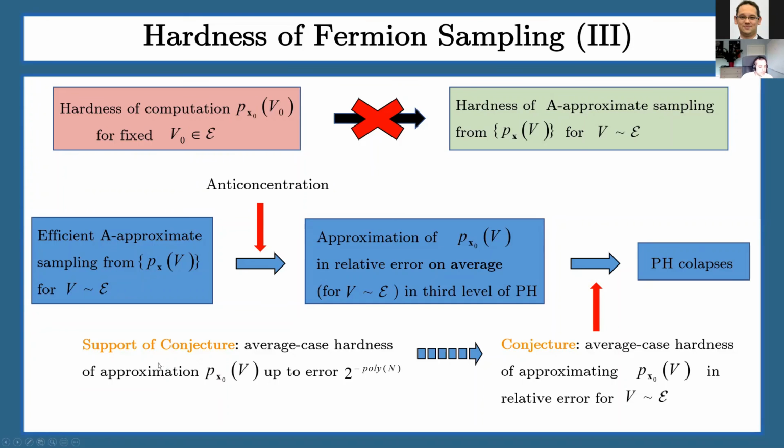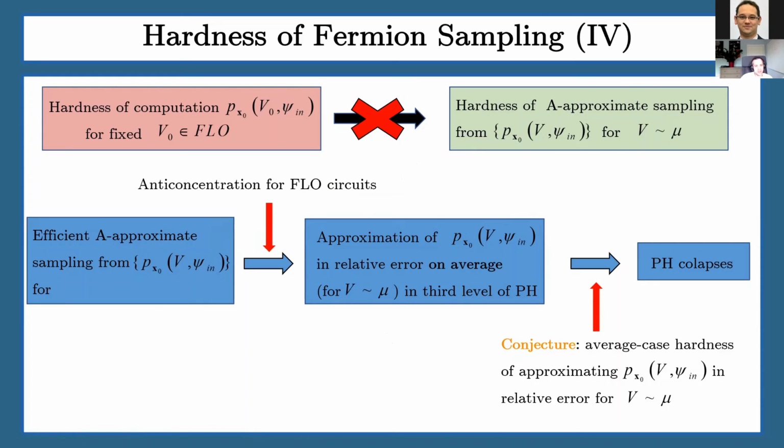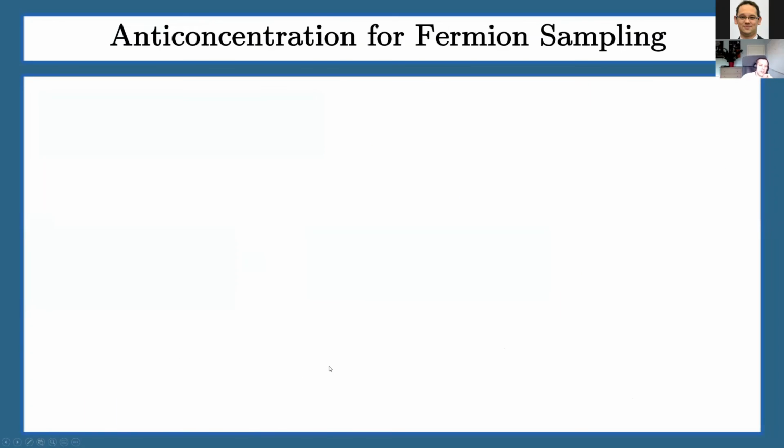and you can only have a kind of partial evidence for this conjecture based on average case hardness of approximating those quantities to some small additive error. Anti-concentration for random boson sampling is not established so far. For random quantum circuits, it was established using approximate 2-designs. You can have support for this conjecture for random quantum circuits based on works of Movassagh and Bouland. And now, what we basically do in this work, we prove anti-concentration for fermionic linear optics, and we prove average case hardness of approximation of those output probabilities to some small additive error.